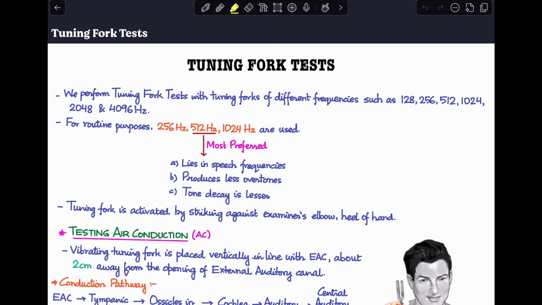Today we'll be having a discussion on tuning fork tests. Now, these are some very important clinical tests that you should know in your clinical practice. When you're seeing a patient, we usually try to determine certain findings about the kind of hearing loss the patient might be having by performing these tests.